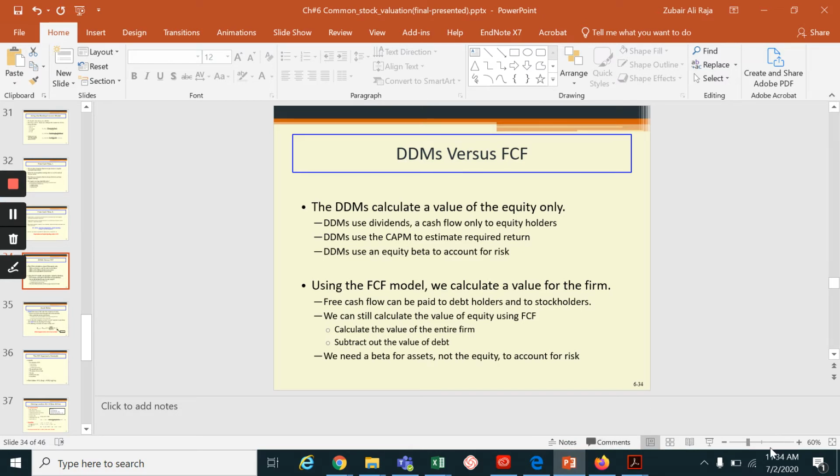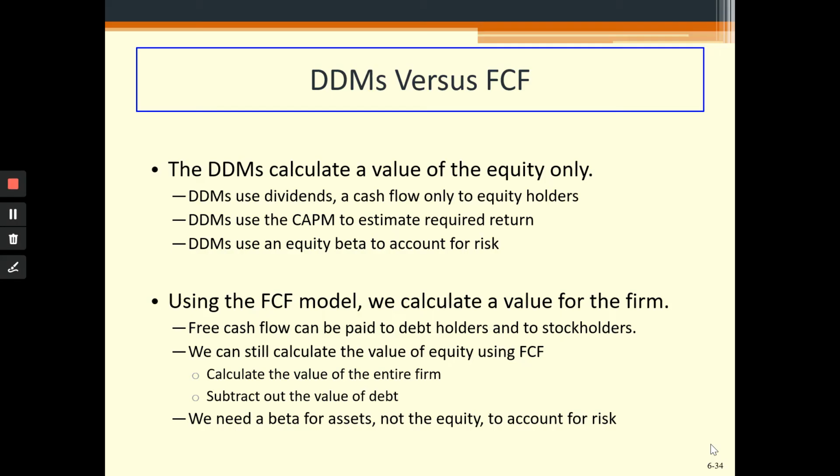Now, we use equity beta in order to find the price of the stock when we are calculating the price using the dividend discount model. When we come to the free cash flow model, we talk about cash again, but this is free cash flow, and it can be used to pay both the debt holders and the stockholders, unlike the dividend discount model, where the dividend is only used to pay the stockholders and not the debt holders.